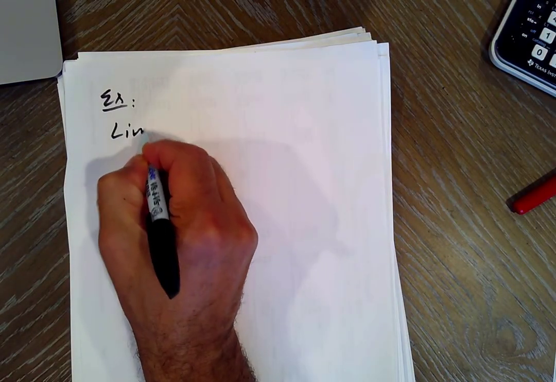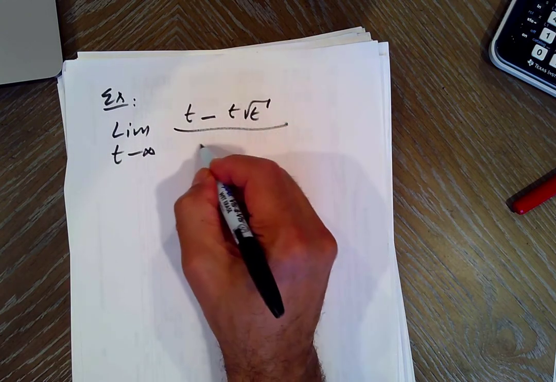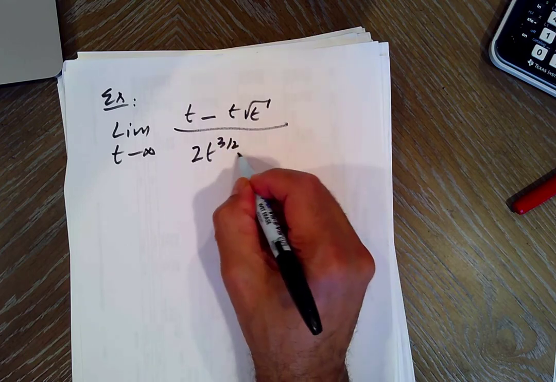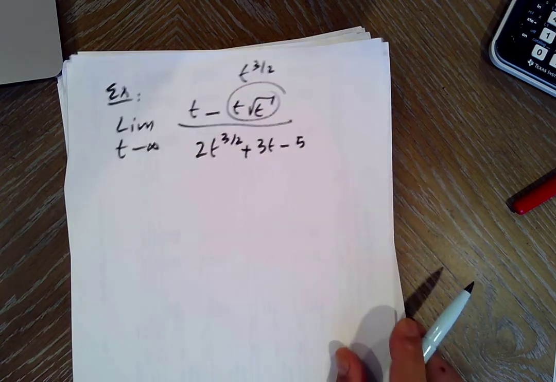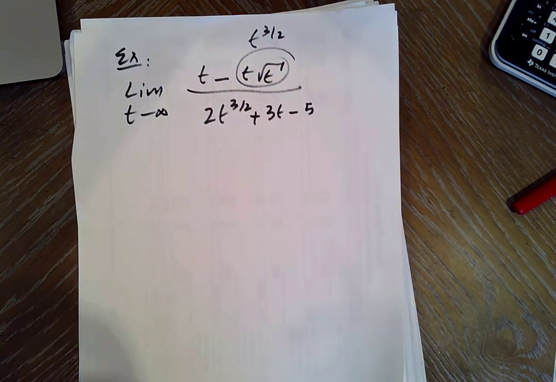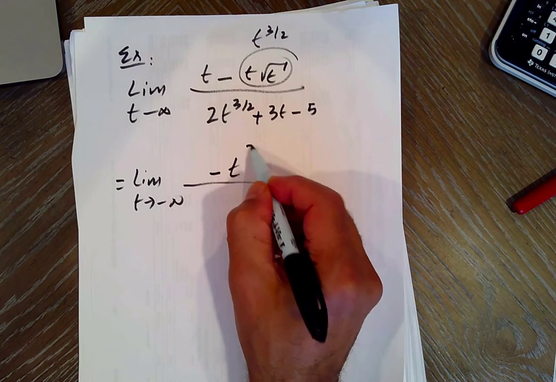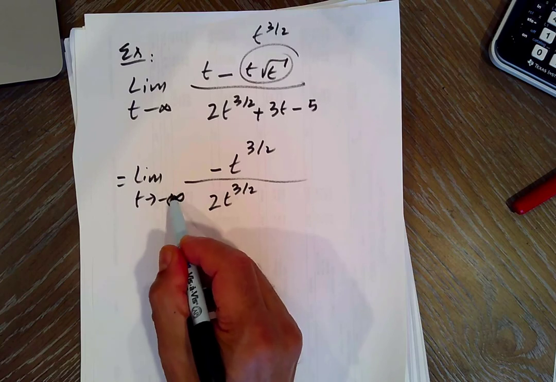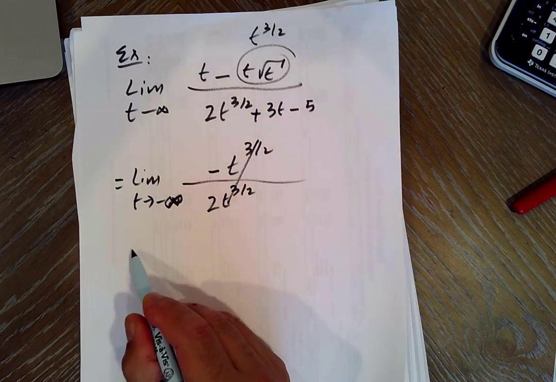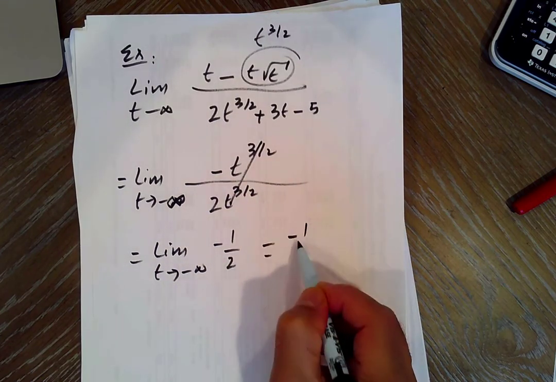Another example, the limit as t goes to infinity of t minus t root t over 2t to the 3 halves plus 3t minus 5. This is the same thing as t to the 3 halves, t times t to the 1 half. So the highest power is t to the 3 halves. So if you want to use the shortcut rule, you can ignore the t, just leave the negative t to the 3 halves, and then 3 halves, and everything else is cancelled out. Again, because t is infinity, we can do that. That cancels out. So the limit is negative 1 half, it's a constant, so the constant doesn't change.